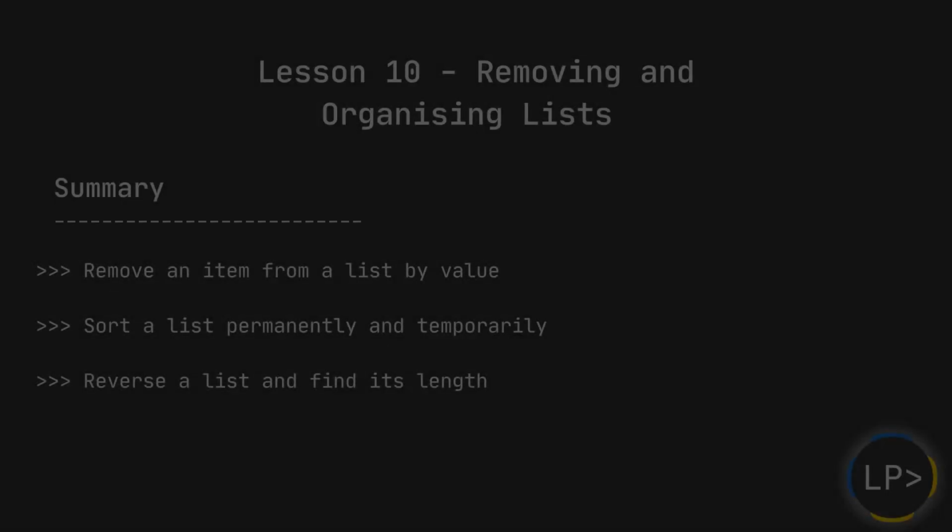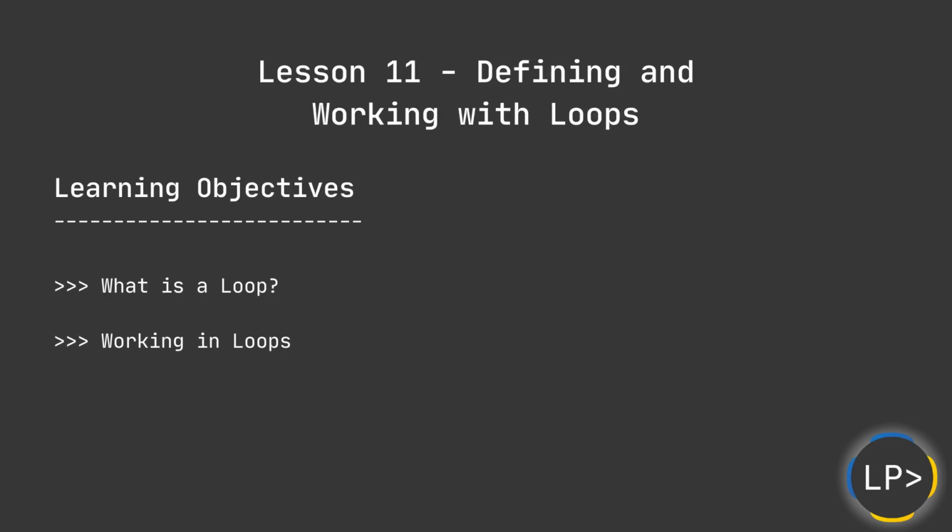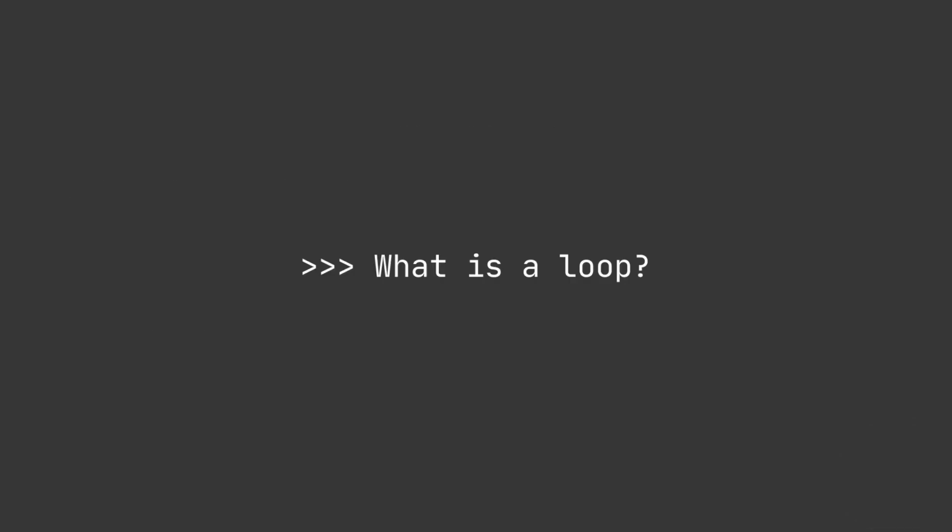Hello and welcome to Learn Python. In the previous lesson 10, we looked at removing items from a list by value. Also, we learned how to sort a list permanently and temporarily. And finally learned how to reverse a list and find its length. In the current lesson number 11, we will look at what a loop is and also how to work in loops. So far, when we wanted to work with a list, we usually accessed items one at a time.